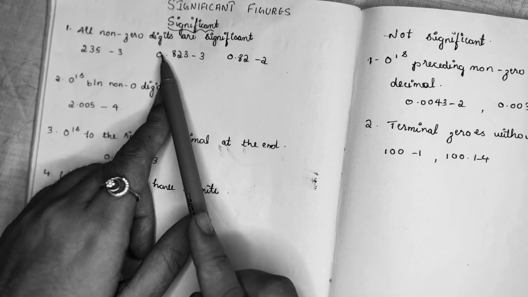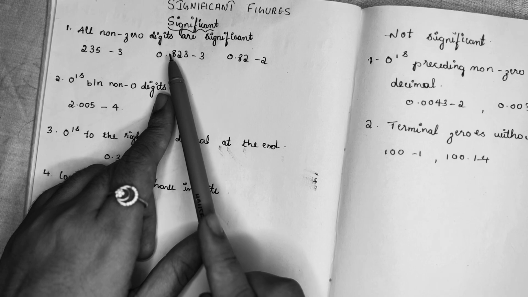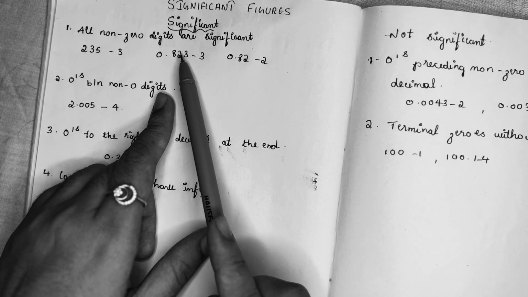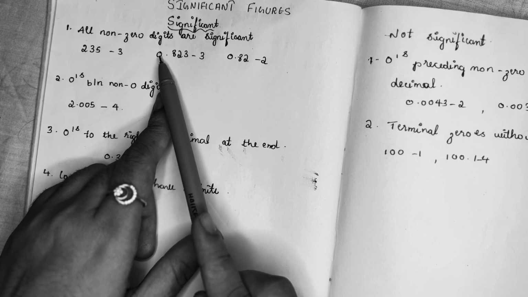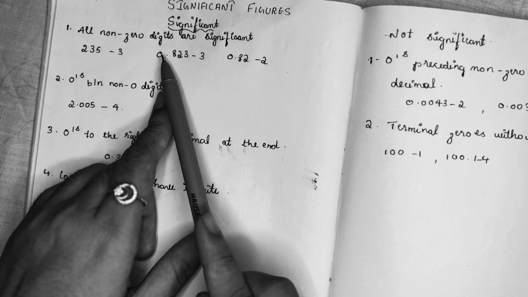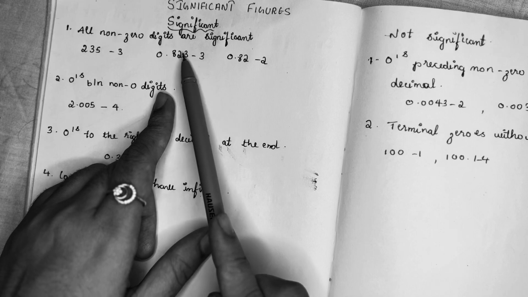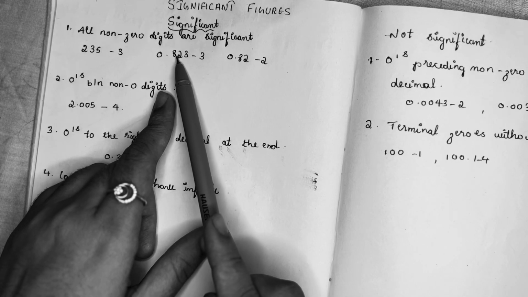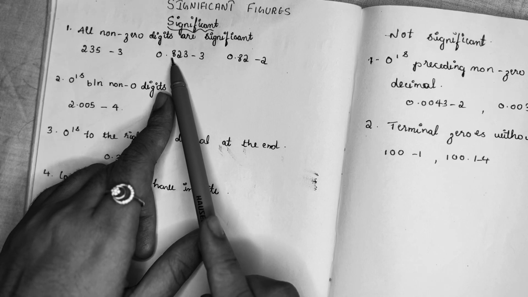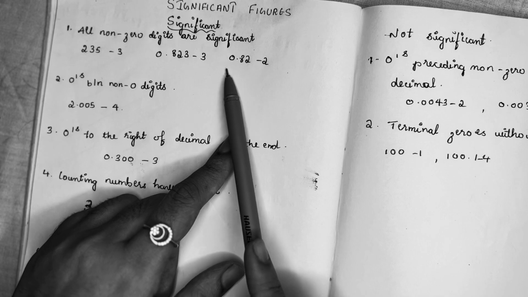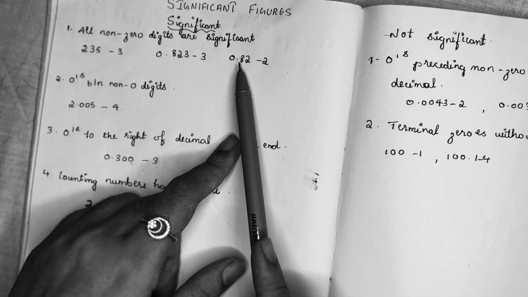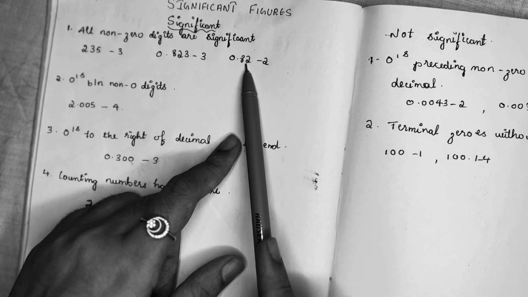0.823. Here you can see the non-zero numbers 823. There are three non-zero numbers, and before the decimal there is a 0, and we won't be counting this 0. We'll be just counting 823. So how many significant figures are here? Totally three significant figures. And again one more example, 0.82. The non-zero numbers are 8 and 2, so totally there are two significant figures, right?